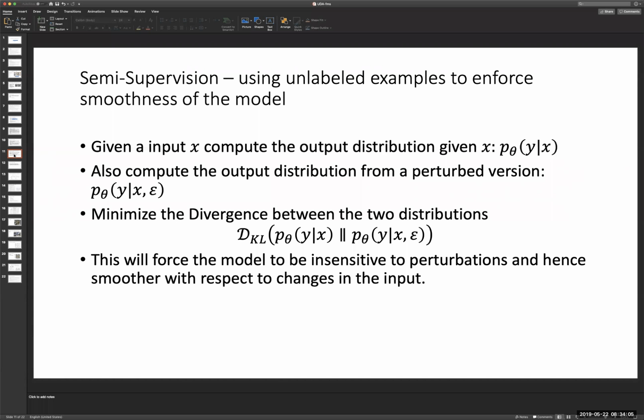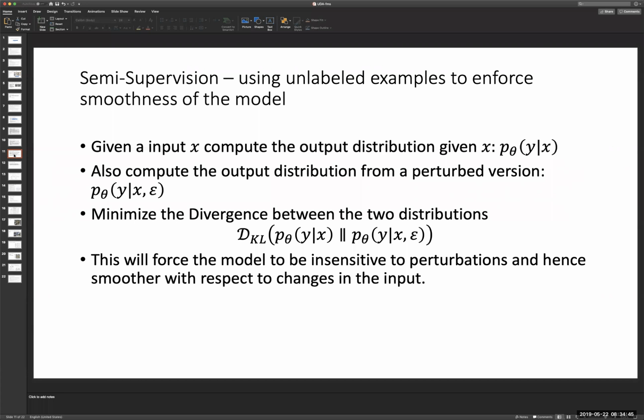And we also compute this same distribution from a perturbed version of the data. So now this density is conditioned on X and epsilon, which is perhaps a noise parameter. In the past, noise has been added, say, to images at the front end, or it can be added to the model itself, perhaps in the form of dropout or noise in the weights.